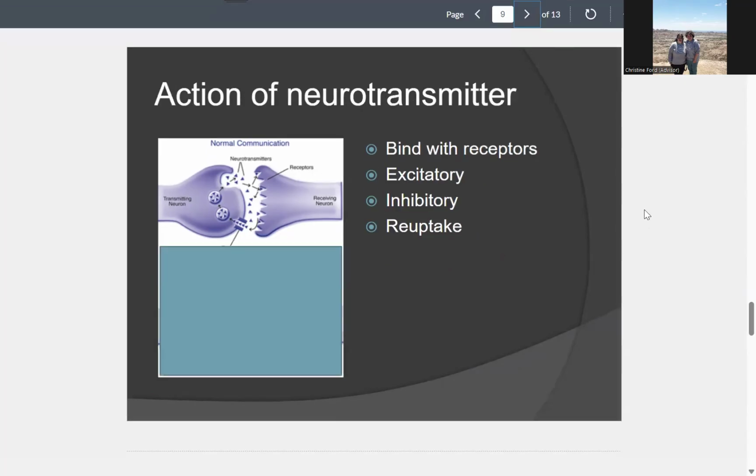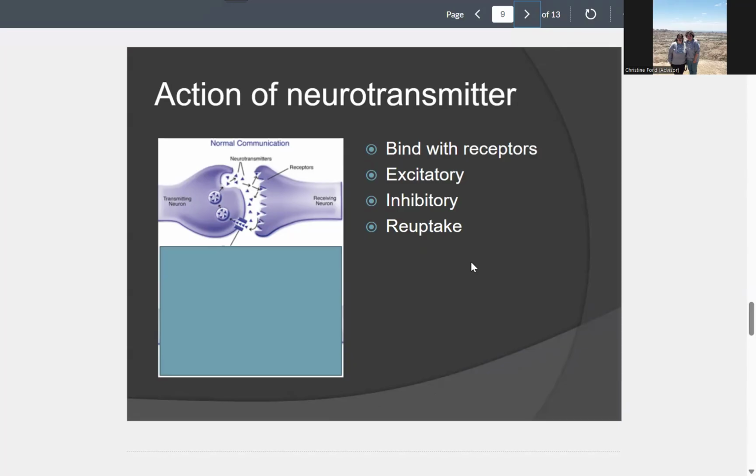The action of the neurotransmitter is that it binds with these receptors in the receiving neuron, and it creates one of two responses. It creates either an excitatory response, which means it makes other neurons fire, or what's called an inhibitory response, where it stops neurons from firing.